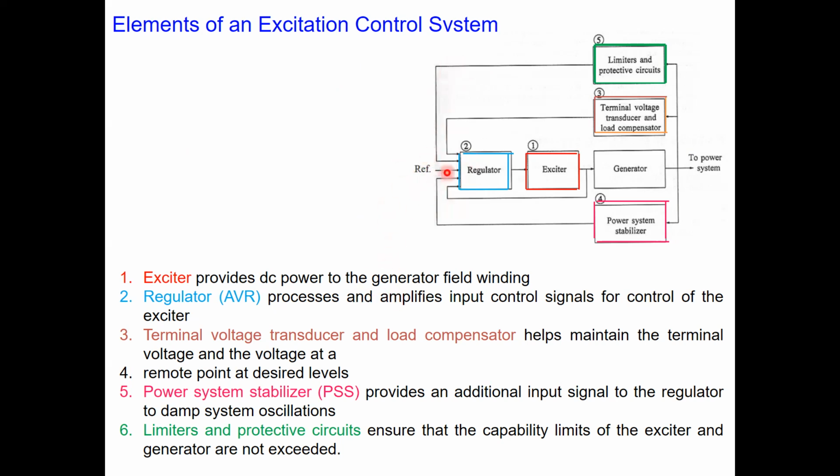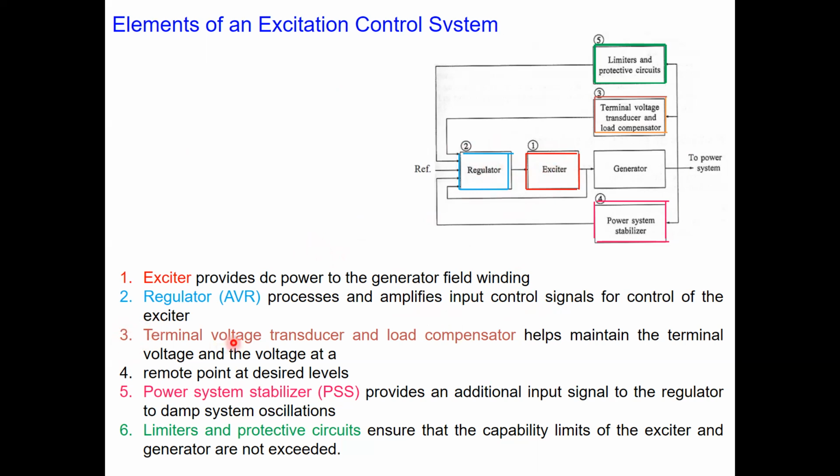In fact, this regulator is basically the controller part, where you compare the error signal and your reference signal. It processes the signal and can also amplify the control signal, which is fed to the exciter here. So this is basically the controller for the excitation system, which is in cascade here.